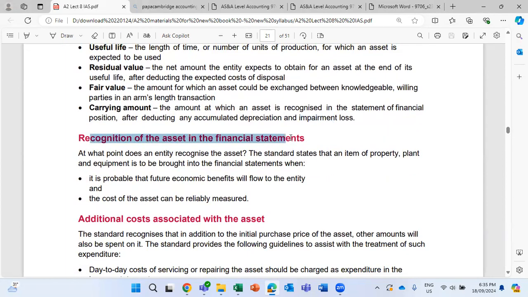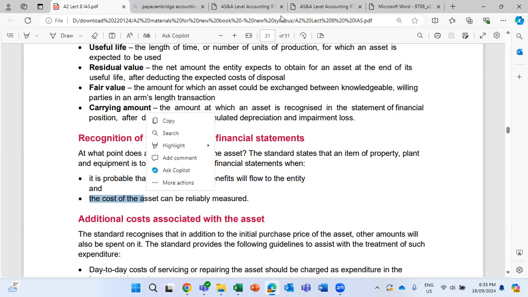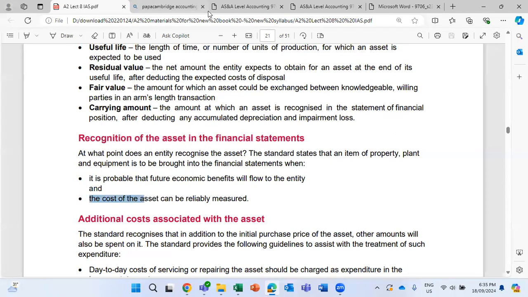Recognition of the asset in the financial statements. This section deals with the criteria for us to recognize something as a non-current asset. Number one, it is probable that future economic benefits will flow to the entity. If it can be established that future economic benefits will flow to the business, then we recognize this item as a non-current asset. Secondly, the cost of the asset can be reliably measured. If these two criteria are present, then we can recognize the item as a non-current asset.